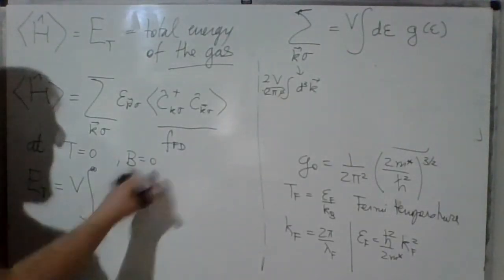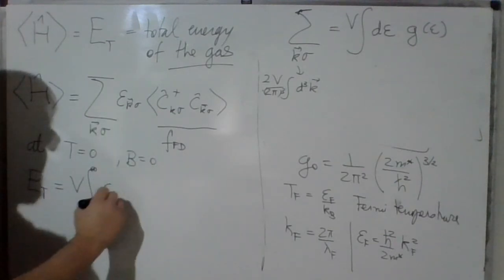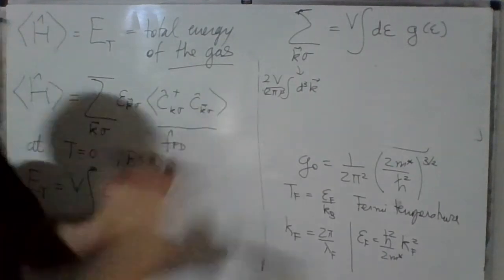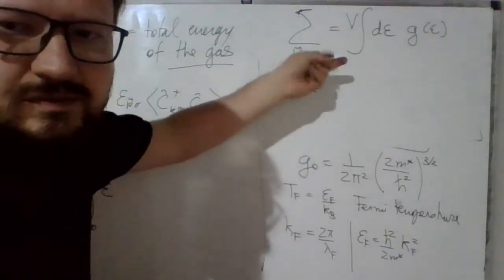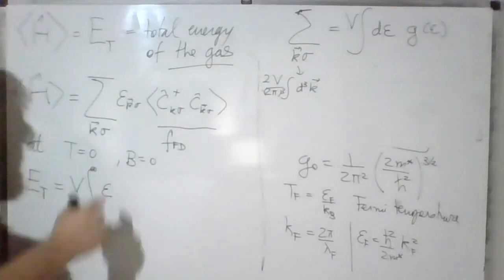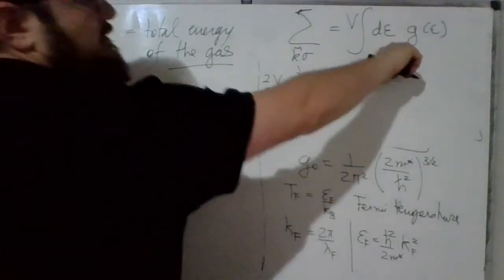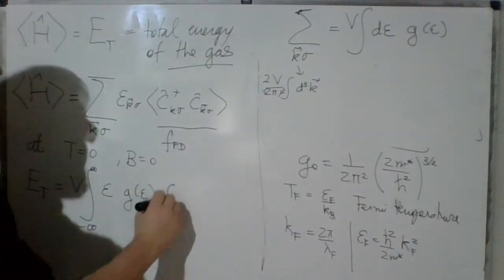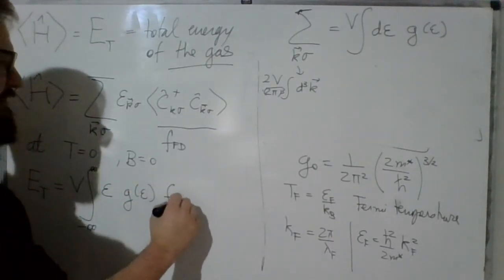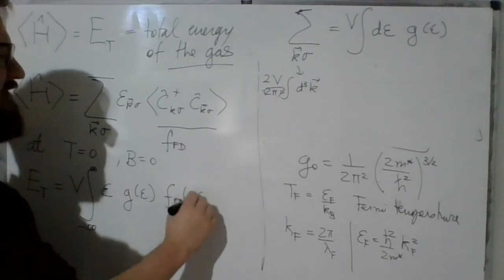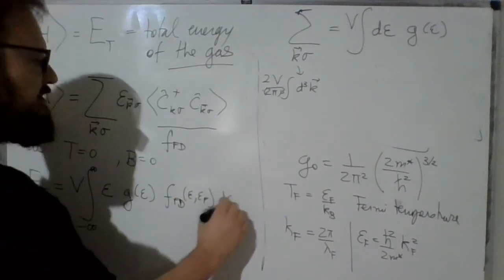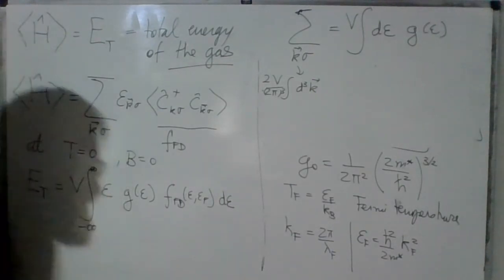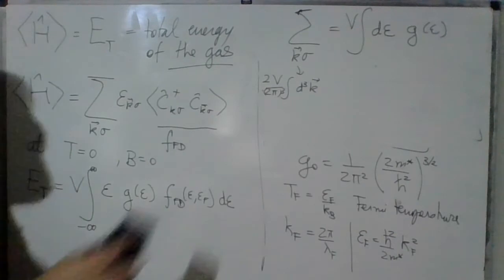Okay. The energy value here, which carries all the dependence on K, is connected to the proper value of the energy. We replace the integration over K by integration over energy: G of E times the Fermi-Dirac distribution, which depends in this case on the energy and the Fermi level, times dE. So this is the total energy of your system.